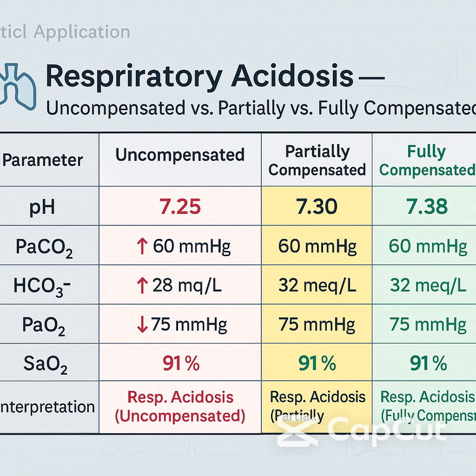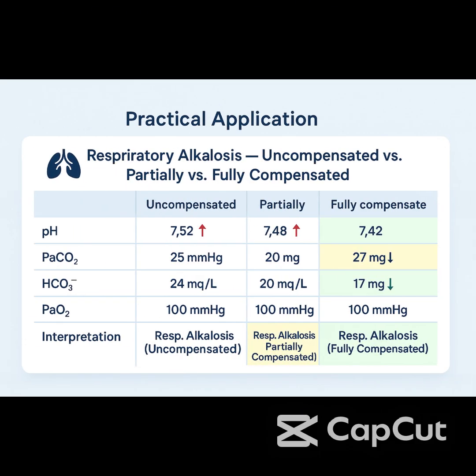pH is restored, but the underlying respiratory issue is still present. Notice that in all three cases, PaCO2 is the driving factor. That confirms we're dealing with a respiratory disorder. Now let's break down respiratory alkalosis across the compensation spectrum.